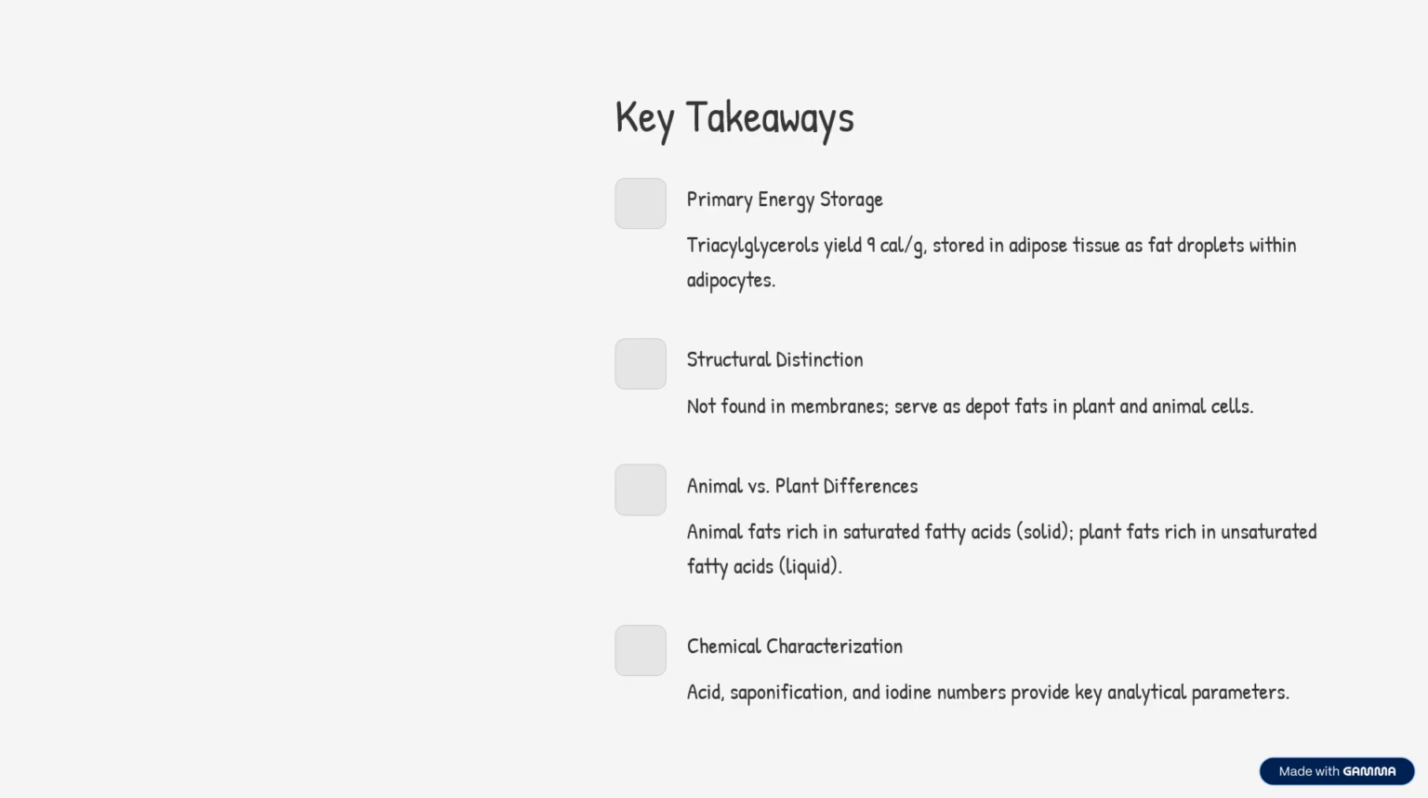What are the points that should be taken when we learn this lesson? They are the primary energy storage; structurally, they are not found in membranes, they serve only as storage fat. What is the difference between the animal fat and the plant fat, and what are the physical and chemical characteristics?